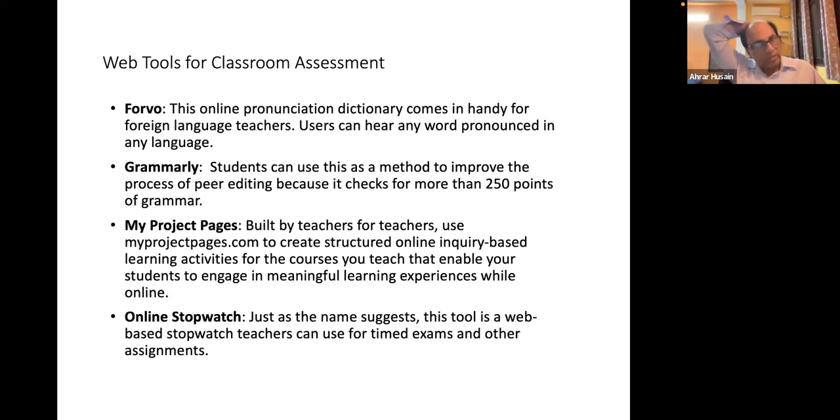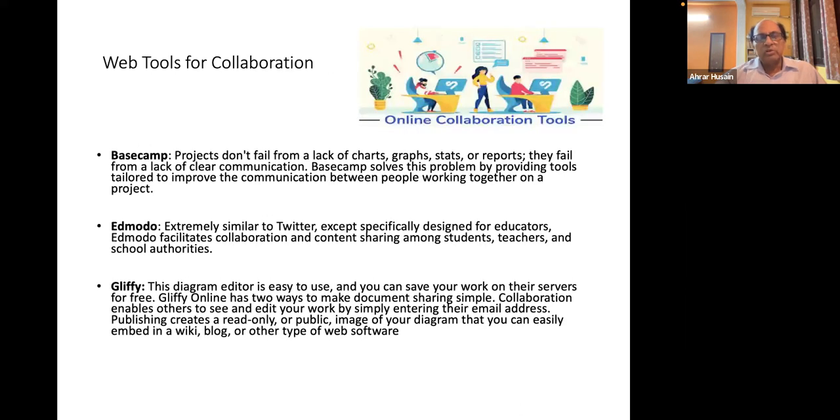Forvo is another assessment tool. Grammarly for grammar, for the language teachers, My Project pages, and online stopwatches are some of the tools which teachers are using nowadays. Web tools for collaboration are Basecamp, Edmodo, and Glyphy. Basecamp says projects don't fail from a lack of charts, graphics, or status reports. They fail from a lack of clear communication. Basecamp solves the problem by providing tools tailored to improve the communication between people working together on a project. Edmodo is another tool, similar to Twitter except specifically designed for educators. This is very useful. Glyphy is another which can be used by teachers for collaboration work.